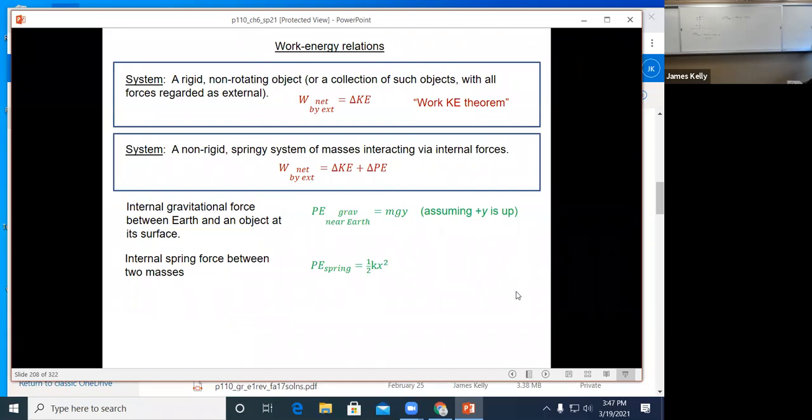So that gives us our second potential energy formula. It's potential energy stored in a spring, and you have to know, again, just like we had to know plus y was up here, what x equals 0 means here. X equals 0 means the position you're measuring, that's where it's at when the spring is relaxed.